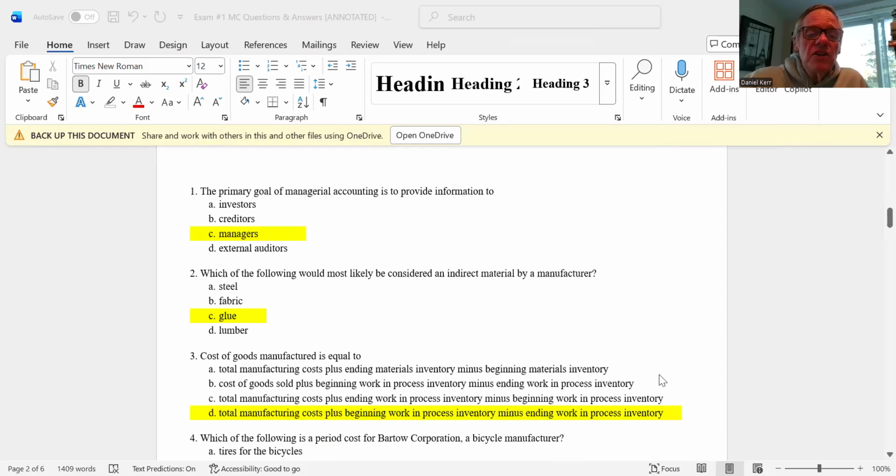Cost of goods manufactured is equal to total manufacturing cost plus beginning work in process minus ending work in process. That's how you get cost of goods manufactured. So the answer there is D.